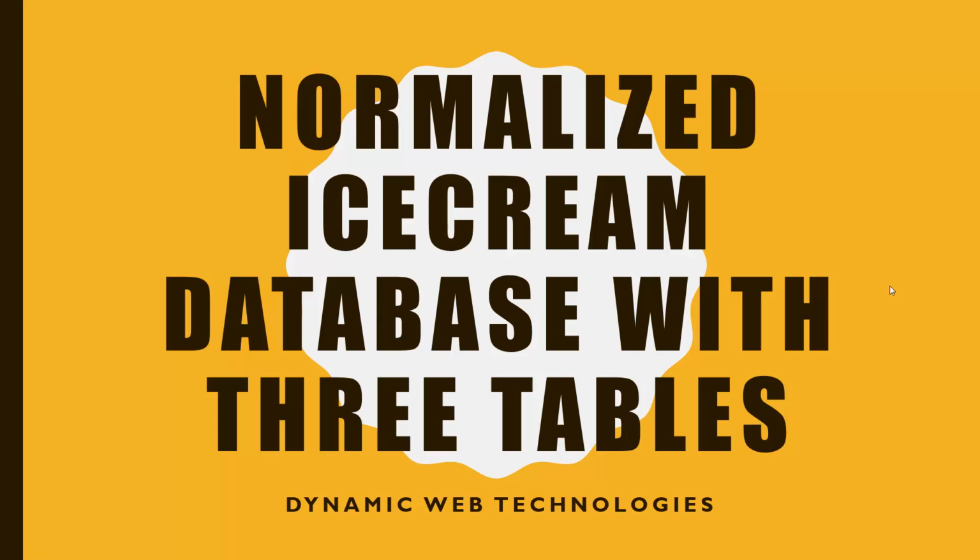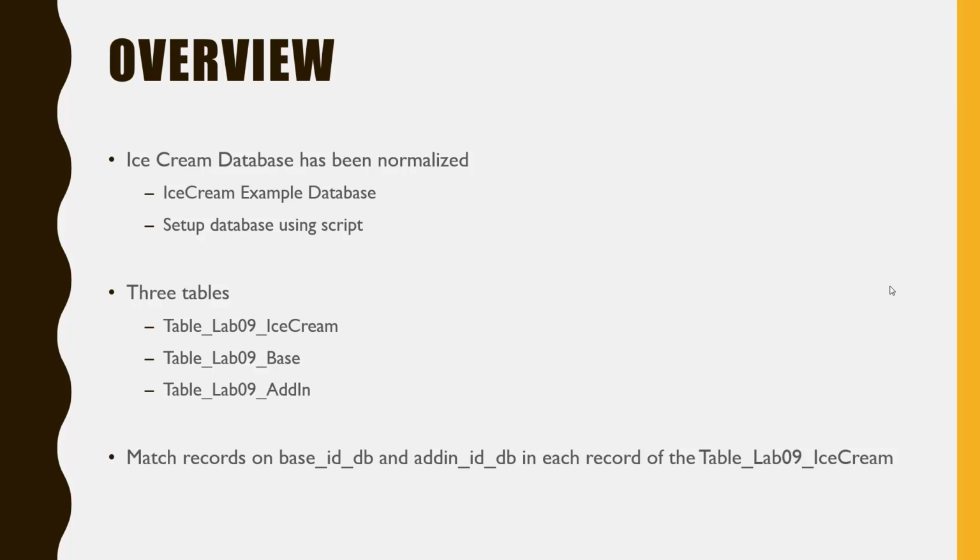In this video we're going to look at our ice cream database, but I've normalized it. Off camera I went through and normalized the database. What we're going to do is actually install 3 more tables into our Lab 9 setup. I'll show you how to do that, and then I'll explain the new 3 tables from our normalized database.